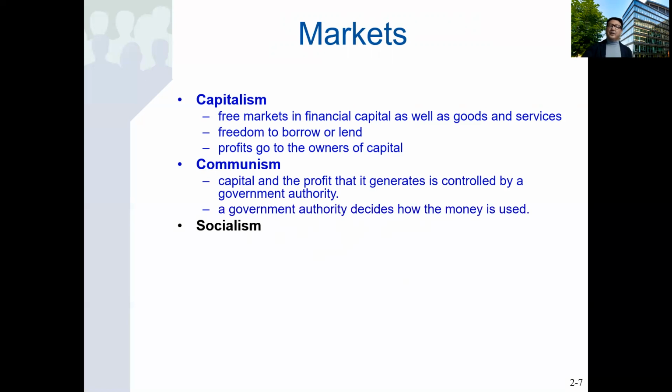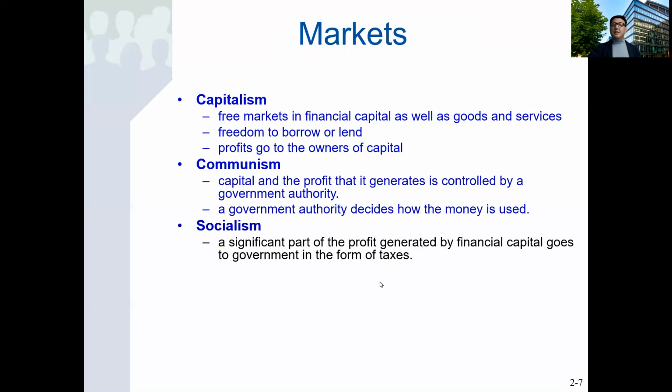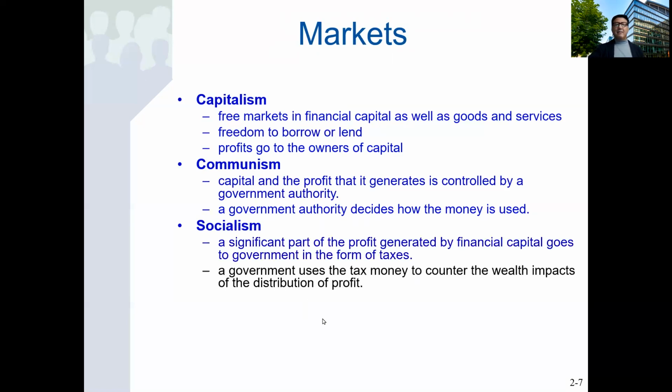Now a lot of people have mixed up communism and socialism, going vice versa. But there's a significant difference between communism and socialism. In socialism, a significant part of the profit generated by the financial capital goes to the government in the form of taxes. And the government uses the tax money to counter the wealth impacts of the distribution of profit.